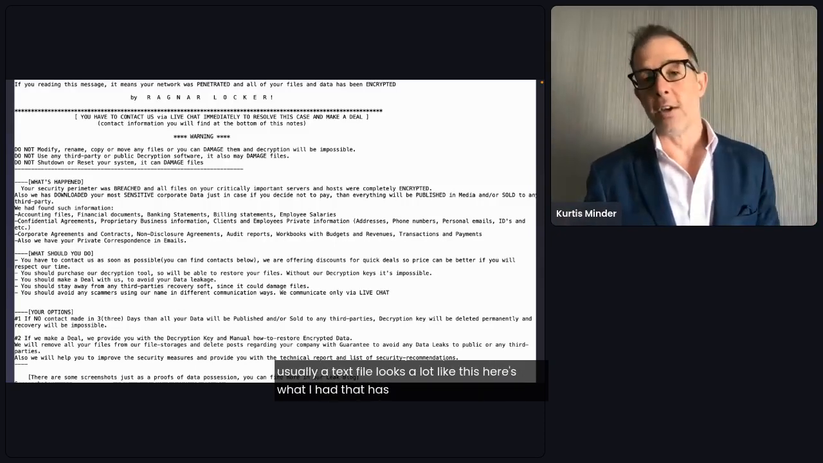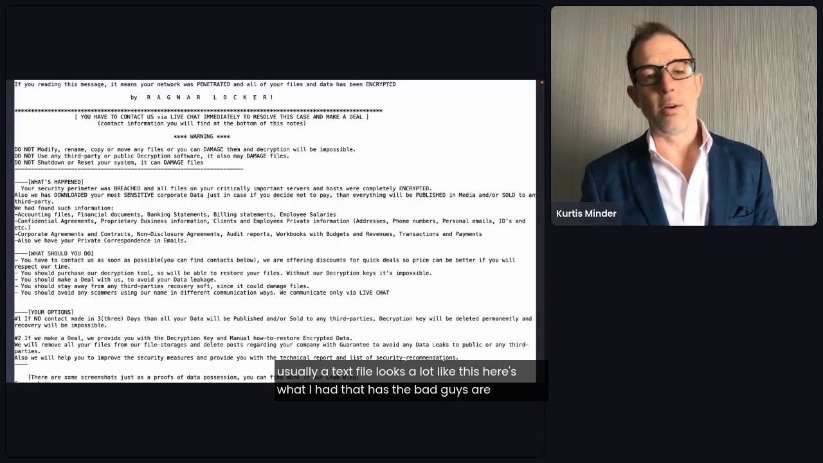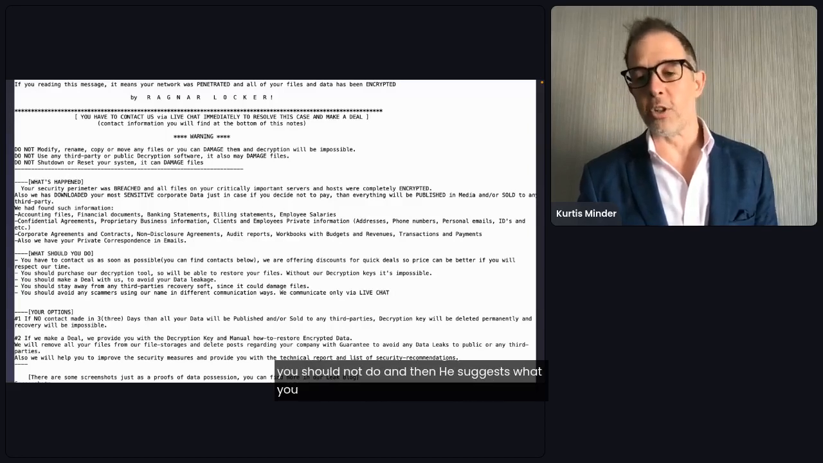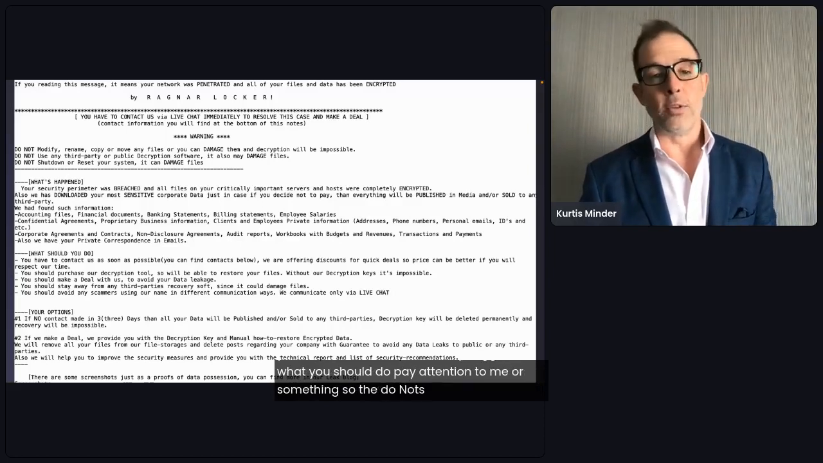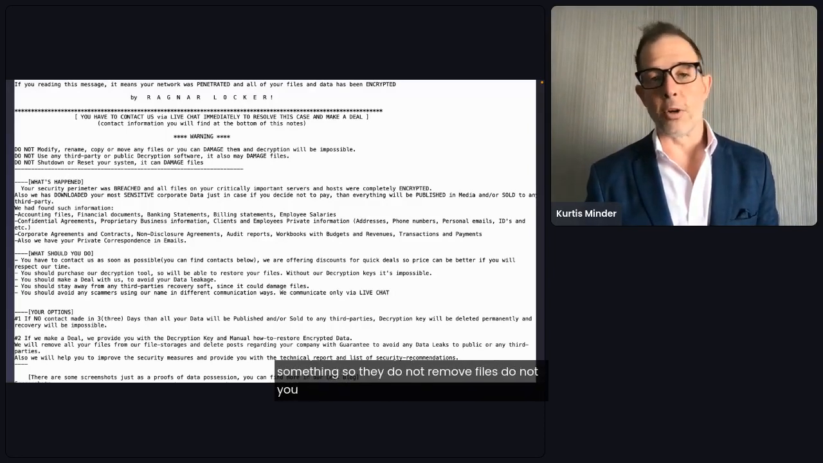Here's what it has. It has who the bad guys are, what you should not do, and then they suggest what you should do. And I need to pay attention to time here, so I'm being careful. So the do nots: do not modify, rename, or remove files. Do not use third-party decryption software.